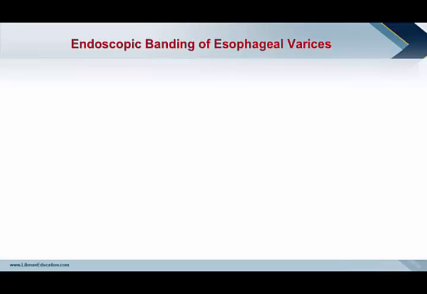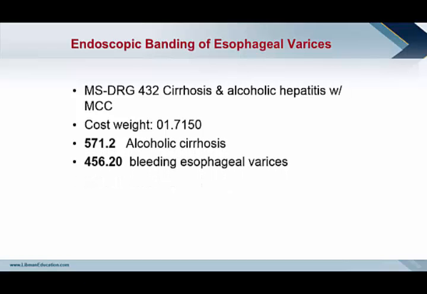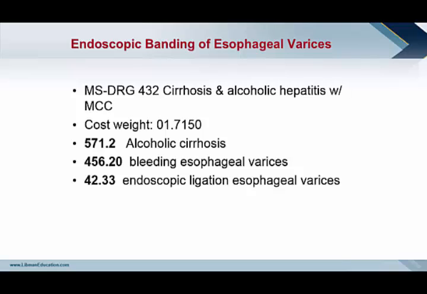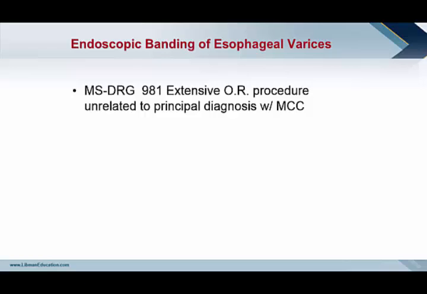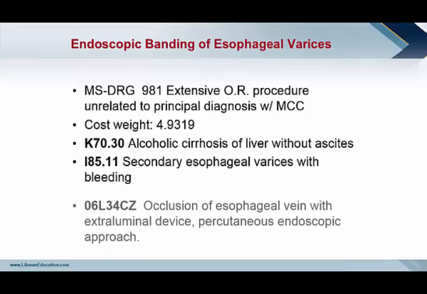until the situation gets corrected. But as your curious coders would always do, you would run these codes through the grouper to see what the reimbursement implications might be. In ICD-9, you see what the codes are. You recognize those. Alcoholic cirrhosis, bleeding esophageal varices, which is a major comorbid condition. Endoscopic ligation of esophageal varices, procedure code 42.33, giving you a reasonable weight of 1.7150. But if you run these same codes through the ICD-10 grouper, this is what you get. You get DRG 981 that has a cost weight of 4.9. Bit of an aberration, but wanted to bring that to your attention.